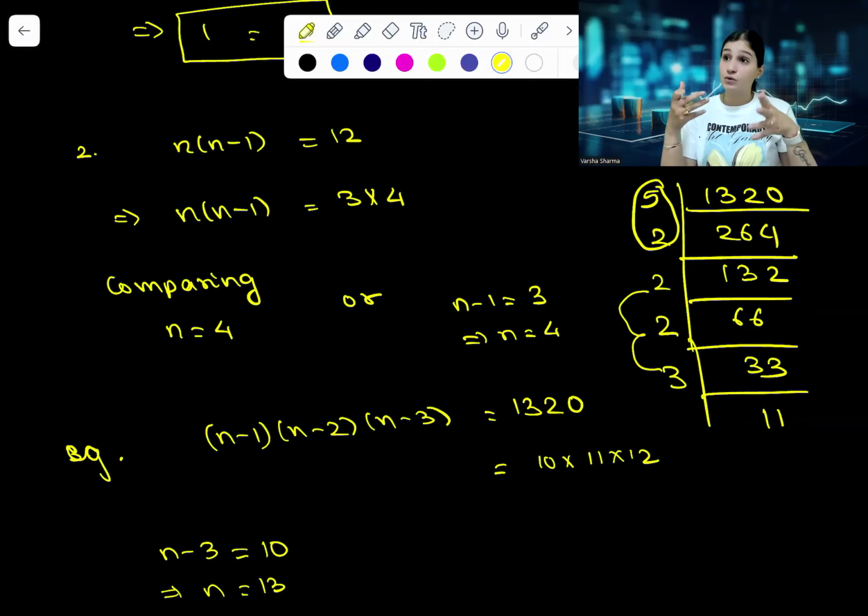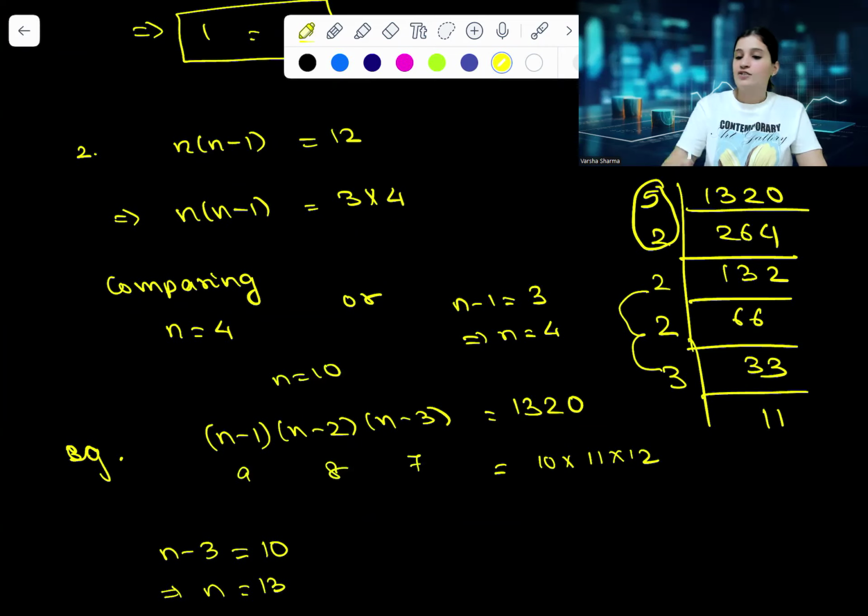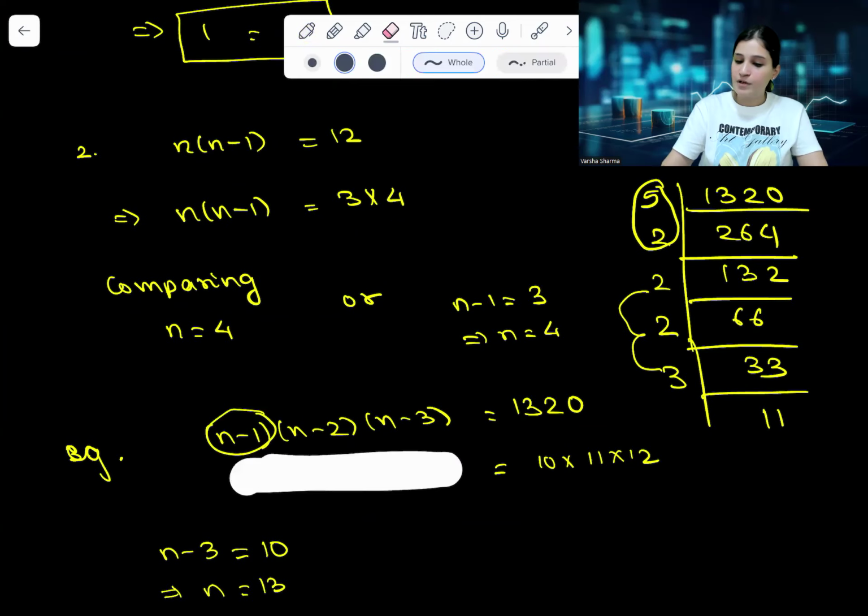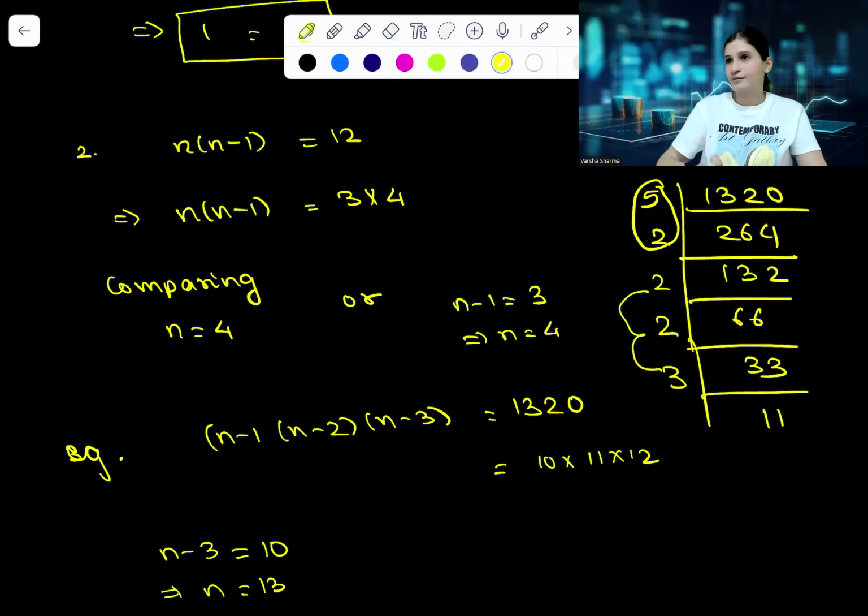In case you ever doubt whether n minus 1 is smaller or n minus 2 or n minus 3, take n to be any rough value. Suppose, to test, I take n as 10. Then I get 9, 8, 7. This clarifies that n minus 1 is the largest one. So whenever you have a doubt about which one is largest, take any rough value. That will give you a clear idea about which one is smallest or largest. Clear? Yes, ma'am.